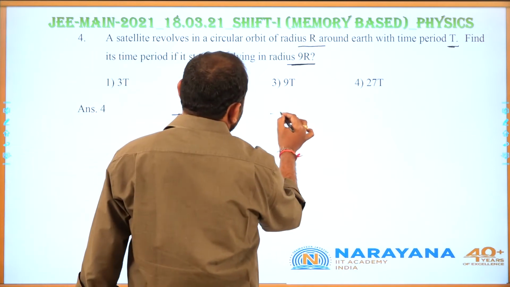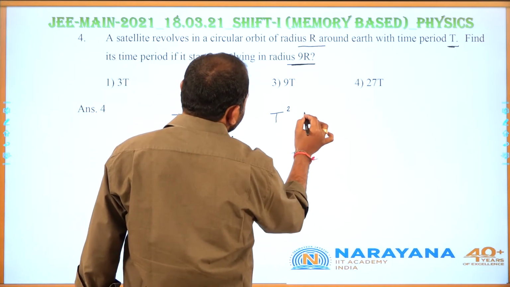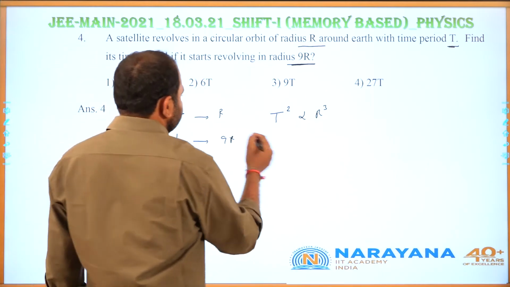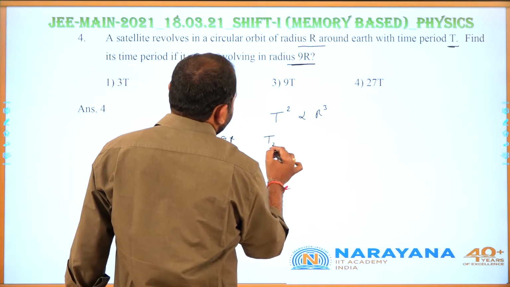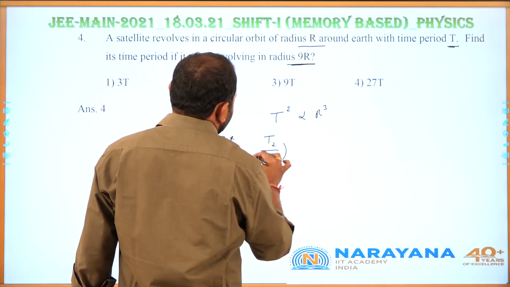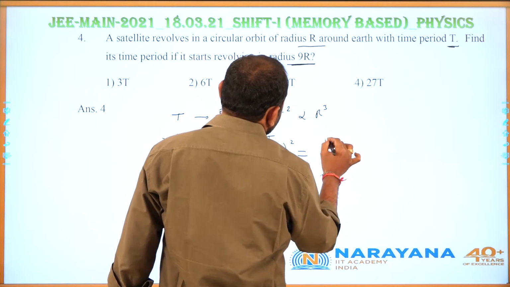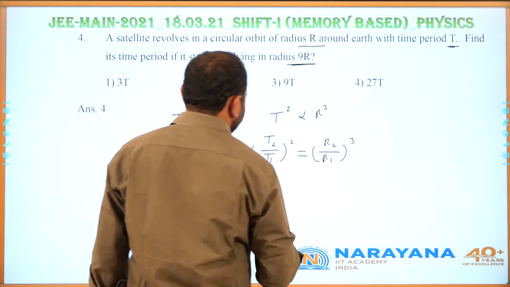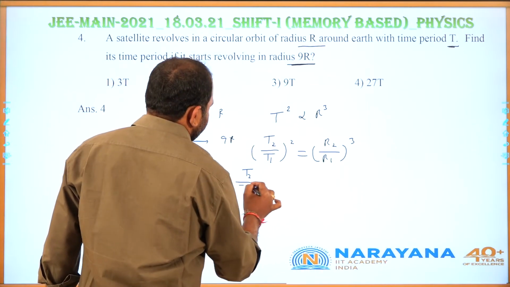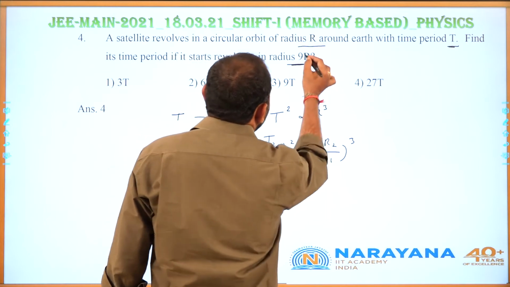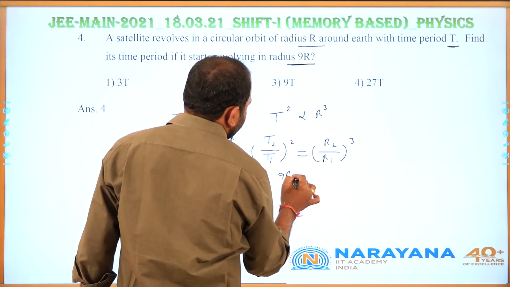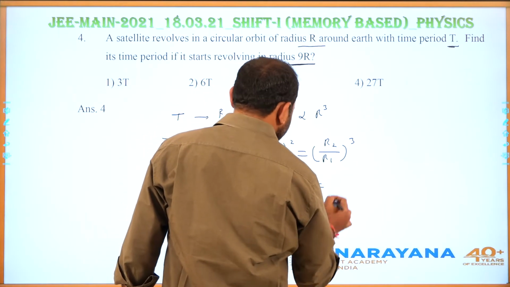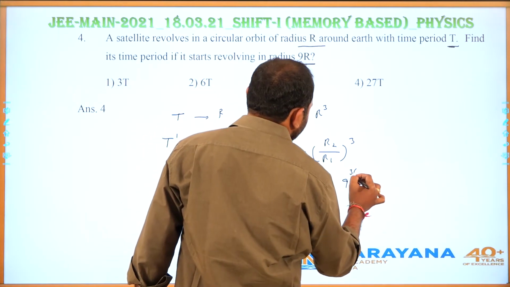Simply we know that according to Kepler's third law, T squared is proportional to r cubed. This is the law of orbits. Now let us rewrite this. (T2 by T1) whole squared can be written as (R2 by R1) whole cubed. So T2 by T1 can be written as (9R by R) whole power 3 by 2. So this is 9 power 3 by 2.